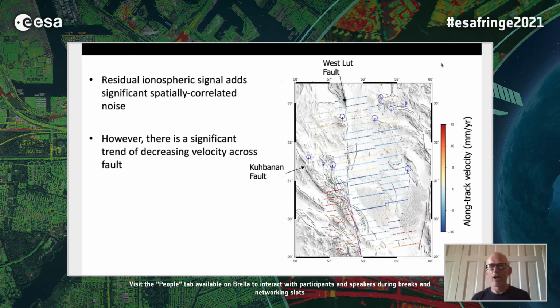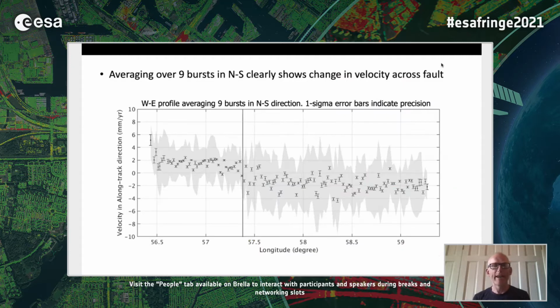Okay, well, these are our long track results, and you can see they are still noisy. This is mostly due to the residual ionospheric signal. Even though we've done some corrections, there is still some noise there, but hopefully you can see there is a kind of gradient going from the west to the east as a gradient in color. And we can see this even better if we do some averaging. So if we take 9 burst overlap areas, and average in the sort of fault parallel direction, which is north-south here, we get this, and now it becomes more apparent that there is a step in velocity going from west to east.